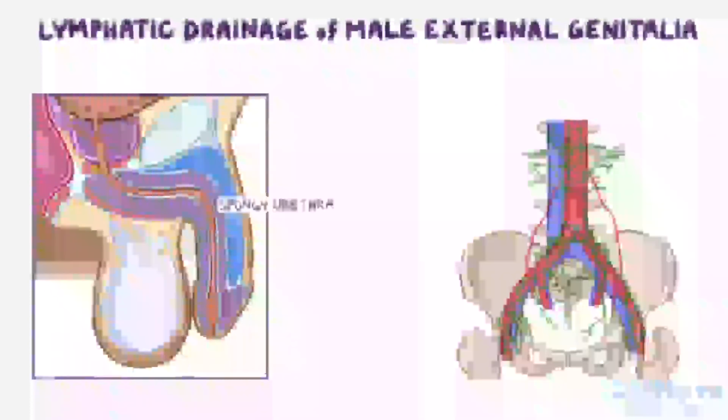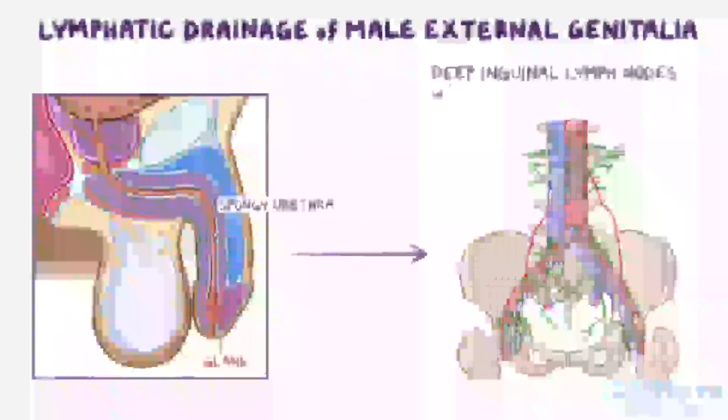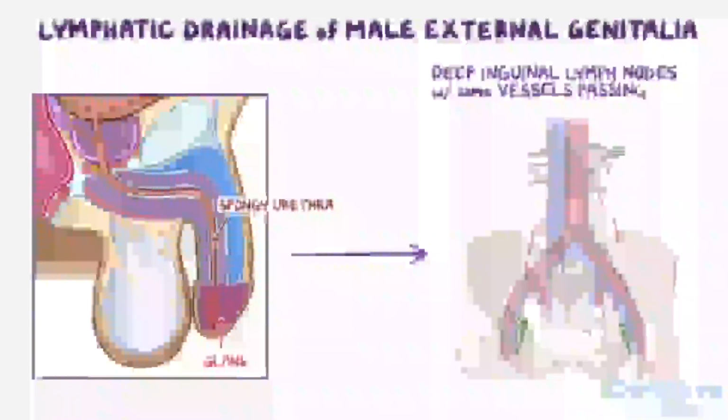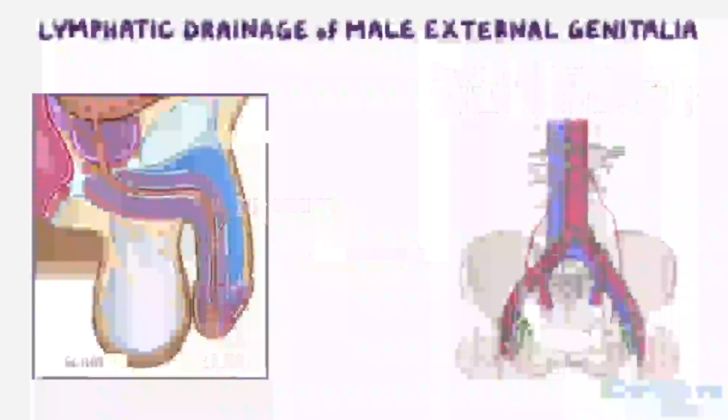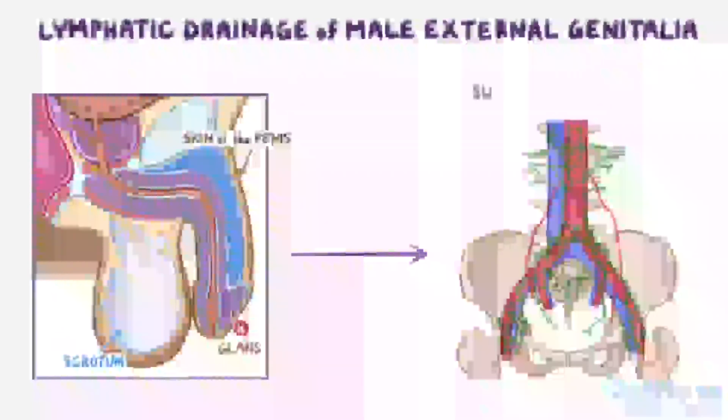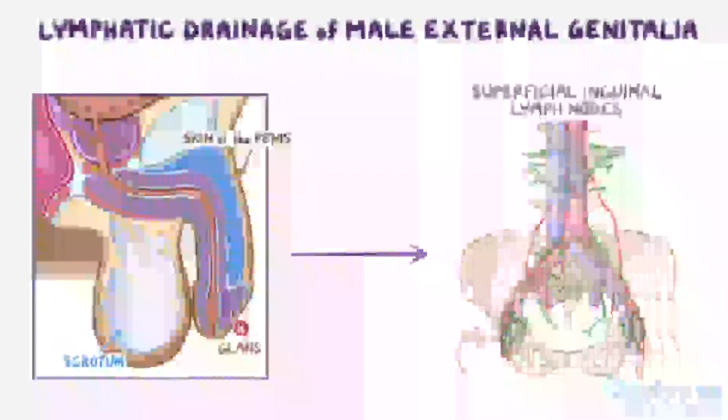Next is the lymphatic drainage of the spongy urethra, which accompanies the lymphatic drainage of the glans penis into the deep inguinal lymph nodes, with some lymph vessels passing to the external iliac lymph nodes. Now, lymph from the scrotum and the skin of the penis, except for the glans, drains into the superficial inguinal lymph nodes.